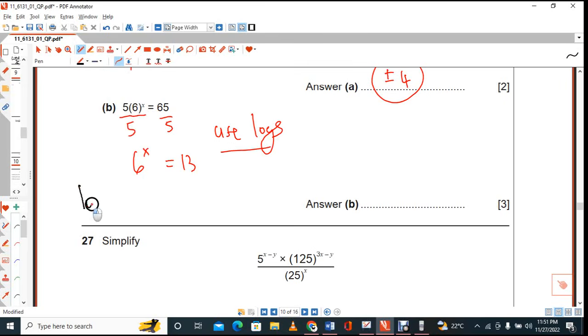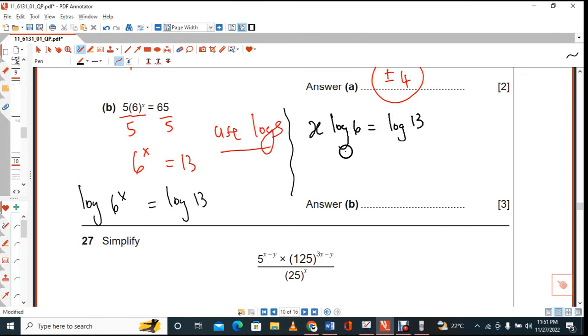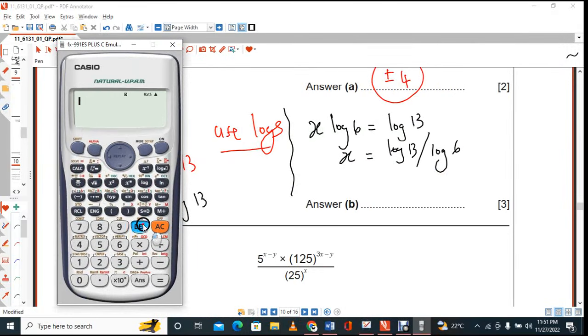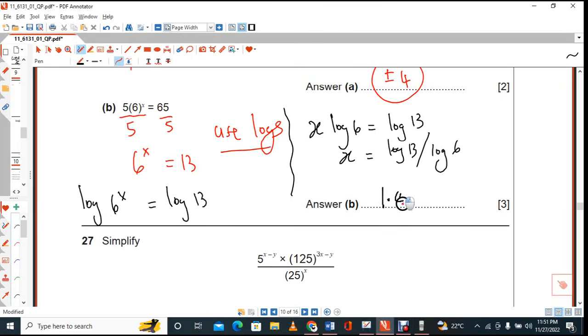So you're going to say log 6 to the x equals log 13. And x log 6 equals log 13. And the value of x will be log 13, we're going to divide that by log 6. All right. And then we grab our calculator and we see what we get. So we say log 13 divided by log 6. We get 1.43 and so on. So 1.43 correct to 3 significant figures. And that is the answer, and that is how you solve that question.